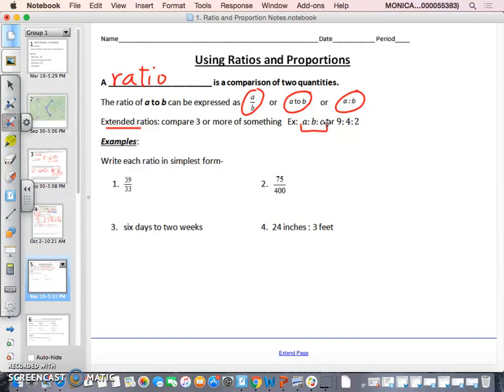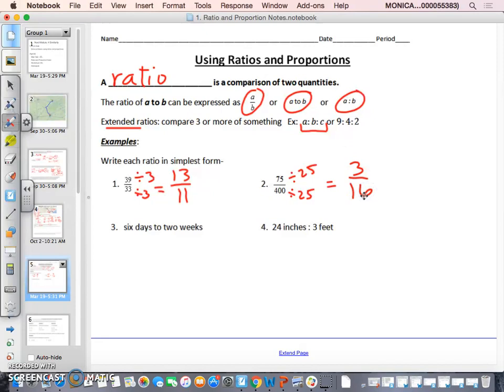And so I look at 39 and 33, and I know they can both be divided by 3. And I get 13 over 11. So that's the ratio in simplest form. 75 and 400, well, I know 5 goes into both, but I'm going to look for the largest common factor, and that's 25. So I'm going to divide both by 25, and I end up with 3 over 16.